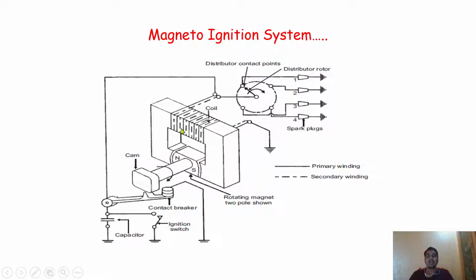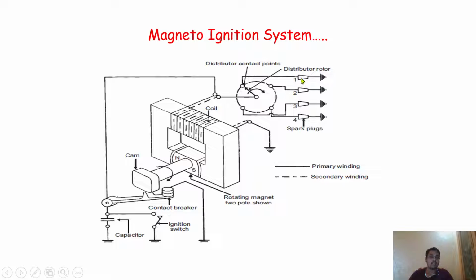As I told you earlier, the number of turns is more in the secondary winding, and the number of turns is less in the primary winding. The copper wires are wound over here, and that is called the windings. This is again connected with the distributor rotor. Here is the distributor, and here is the distributor rotor.